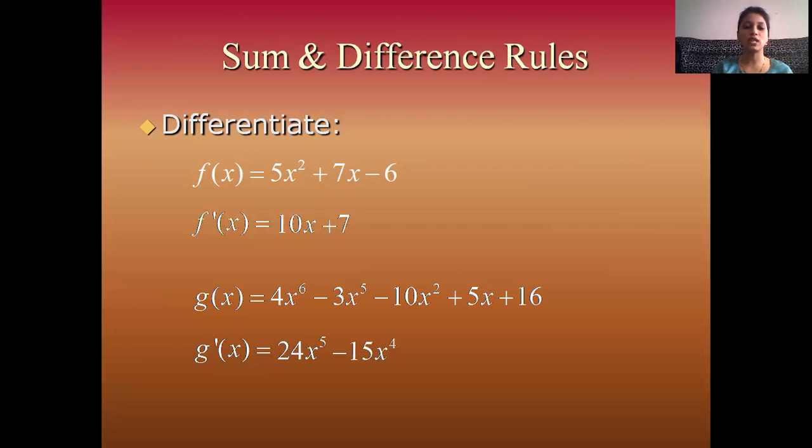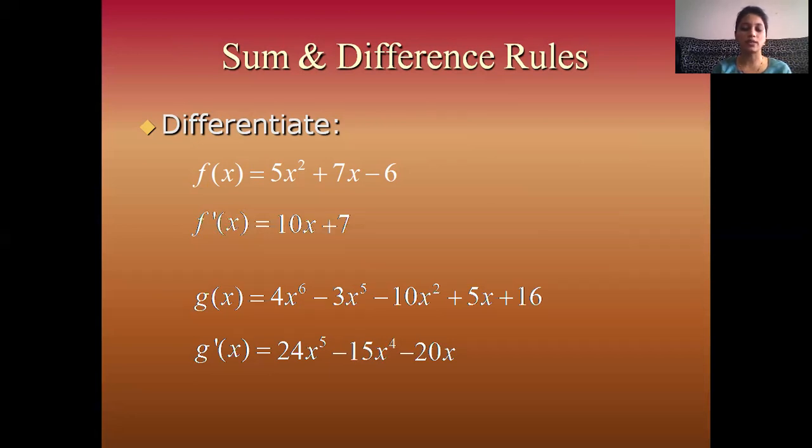Now derivative of 3x raised to 5. 3 is the outside. Now apply derivative on x raised to 5. Derivative of x raised to 5 is what? 5x raised to 4. And 5 into 3 is the 15. 15x raised to 4. Now minus.